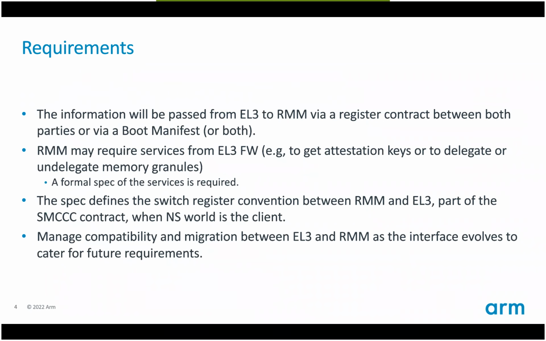That information can be passed from EL3 to RMM via a register contract, as I mentioned before, or via a boot manifest. Actually, for the current implementation, we use both approaches. We pass very limited information through registers from one image to another, and for more platform data, we use a boot manifest.